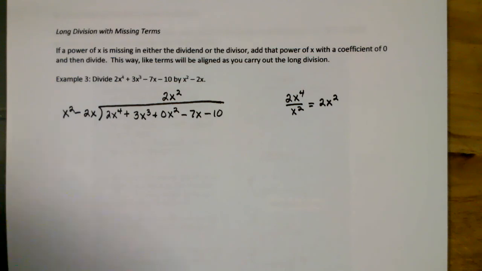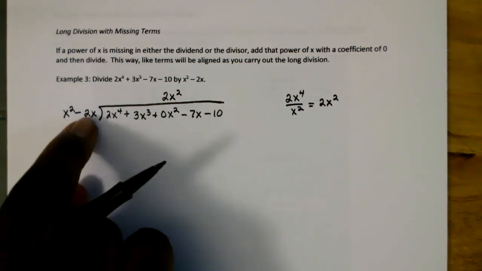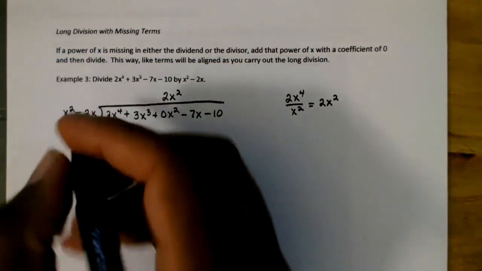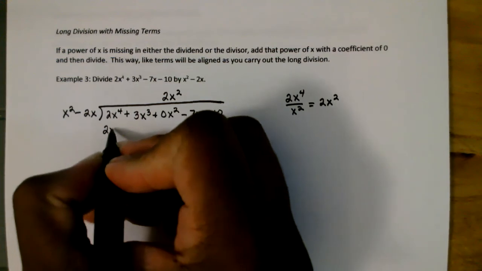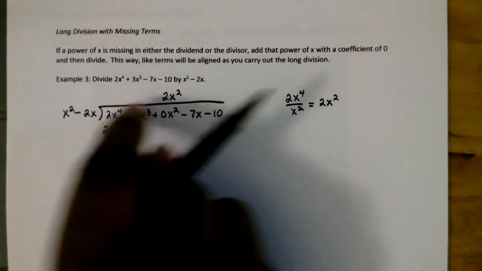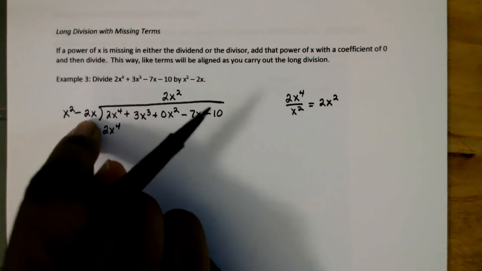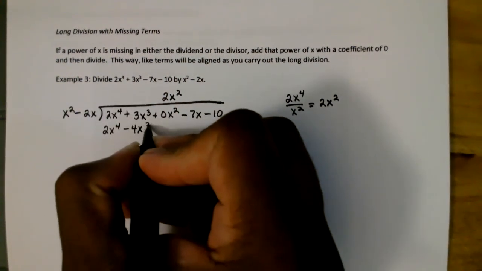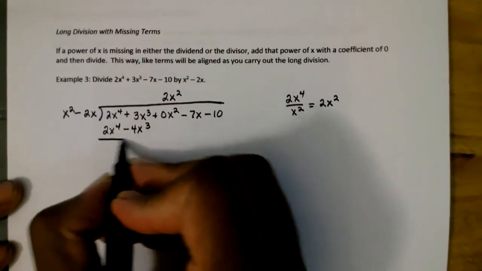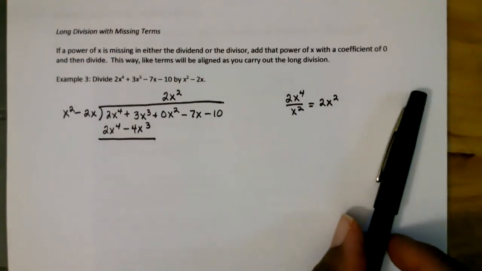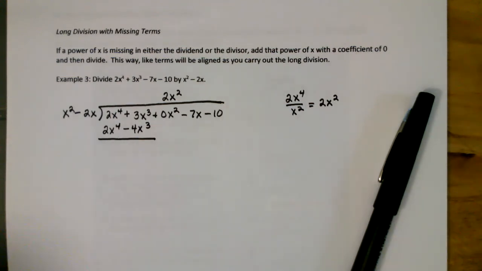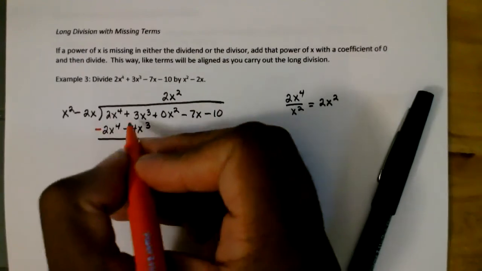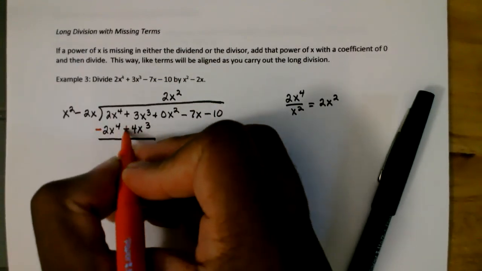So here 2x squared will be multiplied by the divisor of x squared minus 2x. So here 2x squared times x squared will be 2x to the 4th. And then 2x squared times minus 2x would be a minus 4x cubed. So here we're going to subtract by changing the sign of each term. So that 2x to the fourth would be negative, minus 4x cubed would be plus.